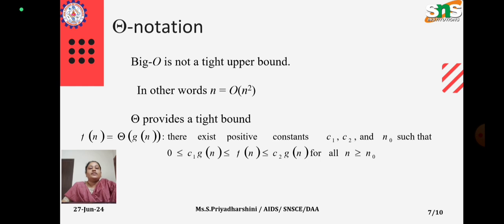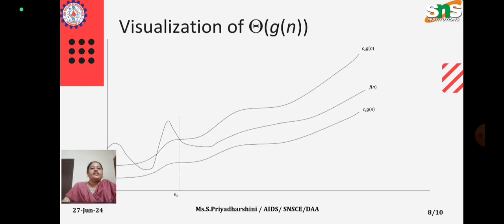So let us see the visualization representation of theta of g of n. c2 of g of n will be the upper bound, f of n will lie below that, and c1 of g of n will lie slightly lower than that. So these are the various properties of asymptotic notation.